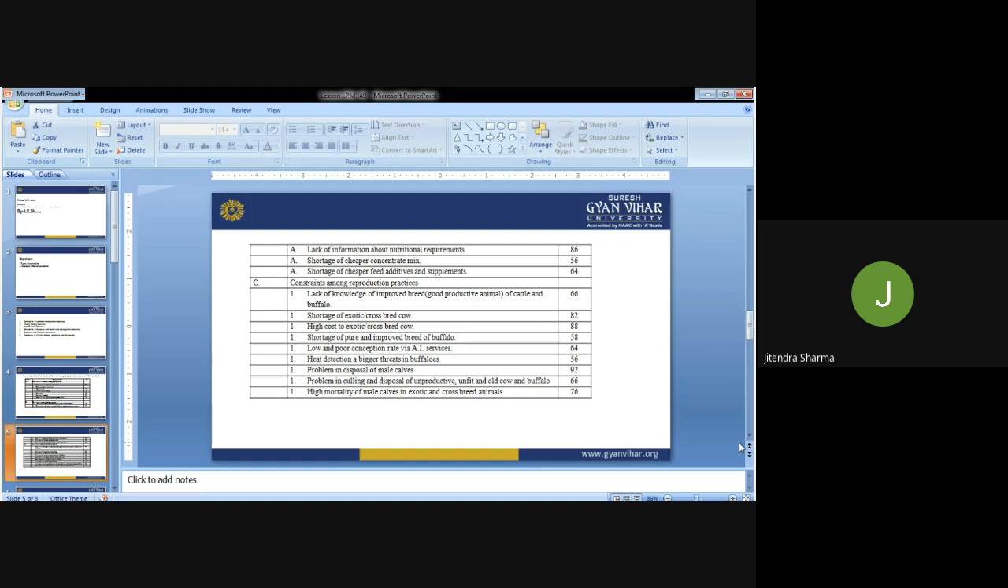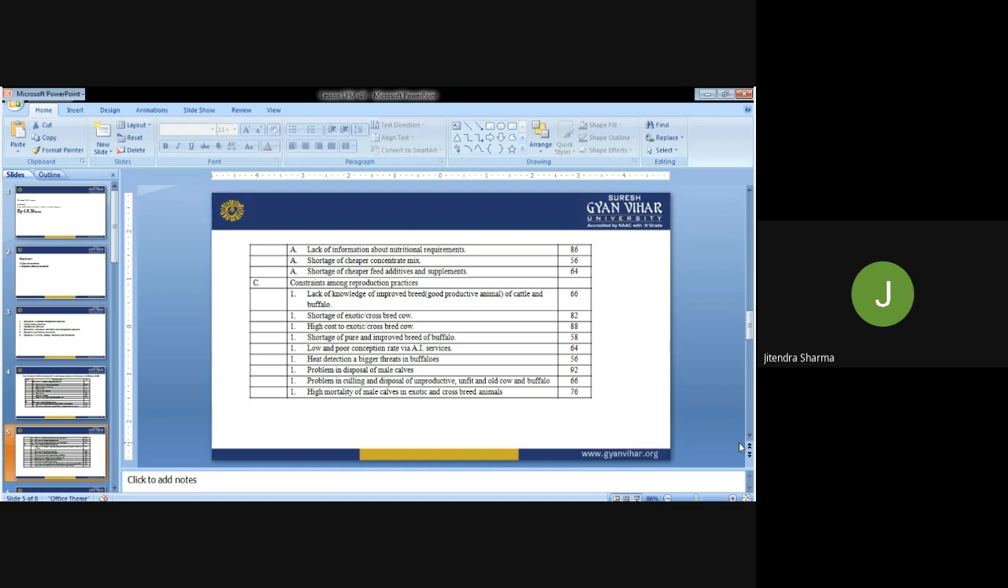Then the problem in culling and disposal of unproductive and unfit cows and buffaloes. The reason is the social and religious sentiment. That's why most of the dairy owners told that they have the problem of disposal, because when they know that the animal has become uneconomical for them, even then they are bound to keep them in the herd. That situation affects their economic health. So 66% of the dairy owners of the area have registered their objection and their complaint against this.